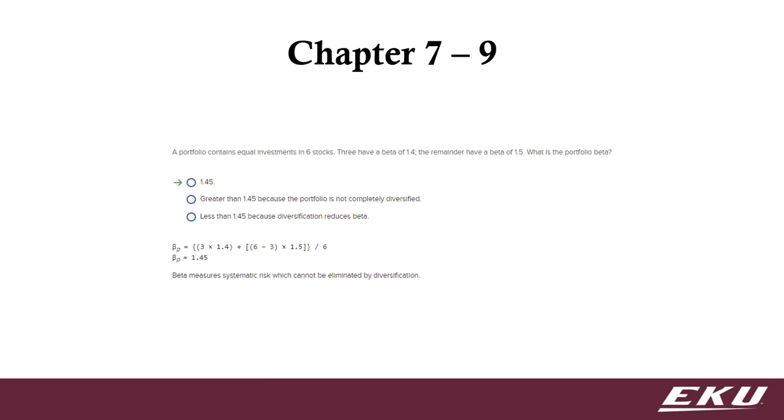If you notice that line at the bottom, beta measures systemic risk, which cannot be eliminated by diversification. Beta is a function of the market. I cannot use the market to eliminate the risk of the market. That's just one of those by-definition things. It's systemic; I can't use the system to fix something systemic.